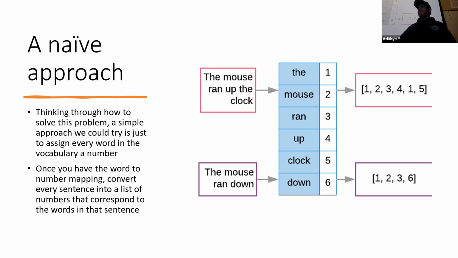The mouse ran up the clock, and the mouse ran down. We assign every single word a unique number. And once we have that number, we can then convert every sentence into a list of numbers, where each number corresponds to one of the words in that sentence. Technically, this is a solution to the problem. We have turned it into a bunch of numbers. But while this does work, there are a bunch of problems we have to solve with this representation.